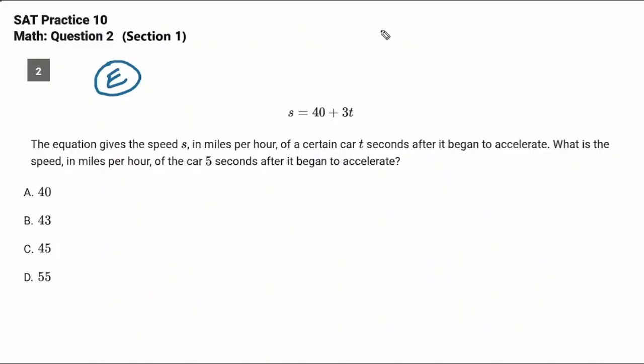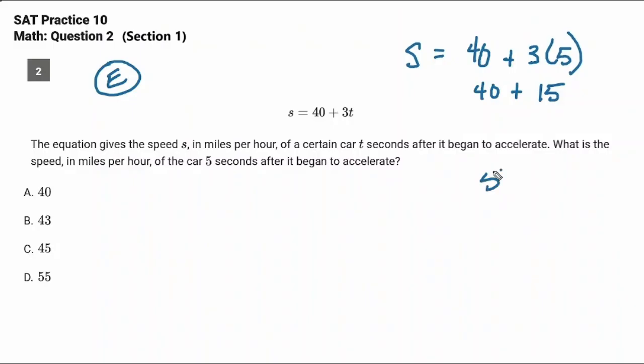So the story doesn't really matter here. You've got this equation. The Able Testing Service is telling you what t is. What's t? It's 5. So just plug in 5 for t. You've got 40 plus 3 times 5. What's that? That's 15. So what's the speed? It's 55. Couldn't be easier.